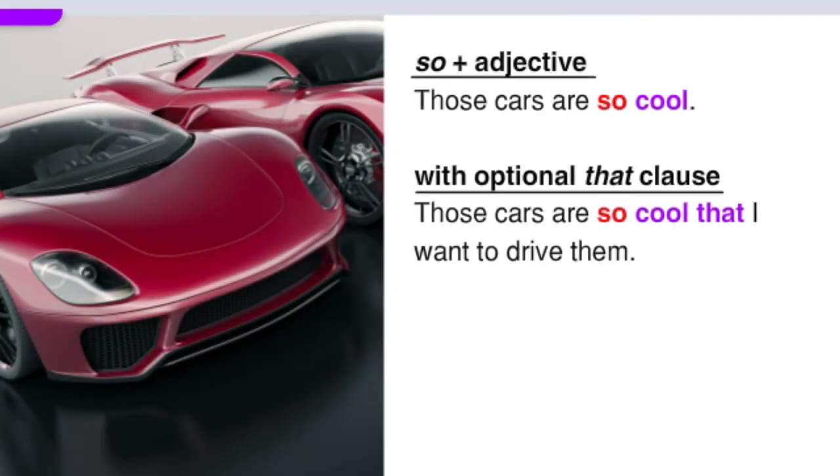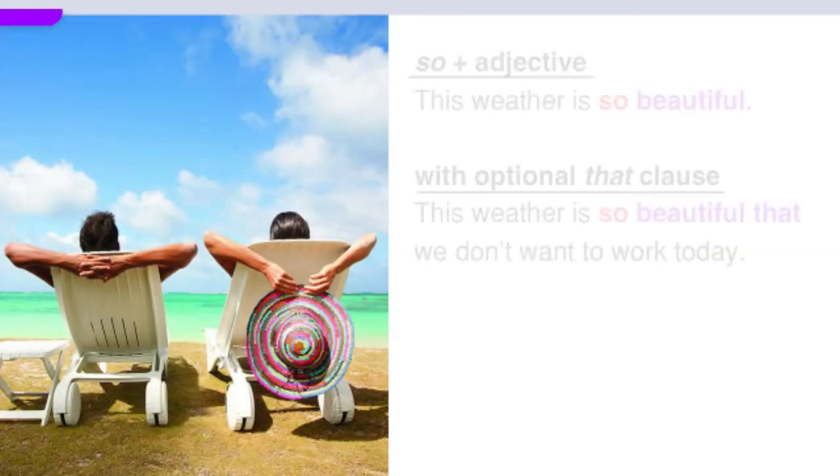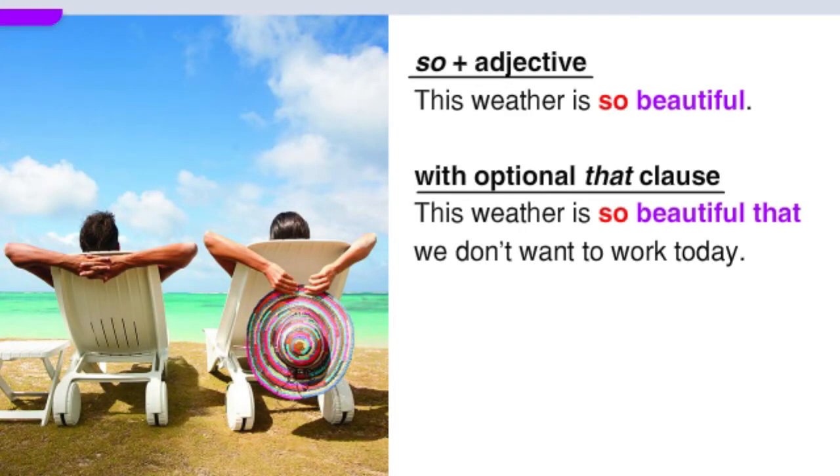So plus adjective. Those cars are so cool. With optional that clause. Those cars are so cool that I want to drive them. So plus adjective. This weather is so beautiful. With optional that clause. This weather is so beautiful that we don't want to work today.